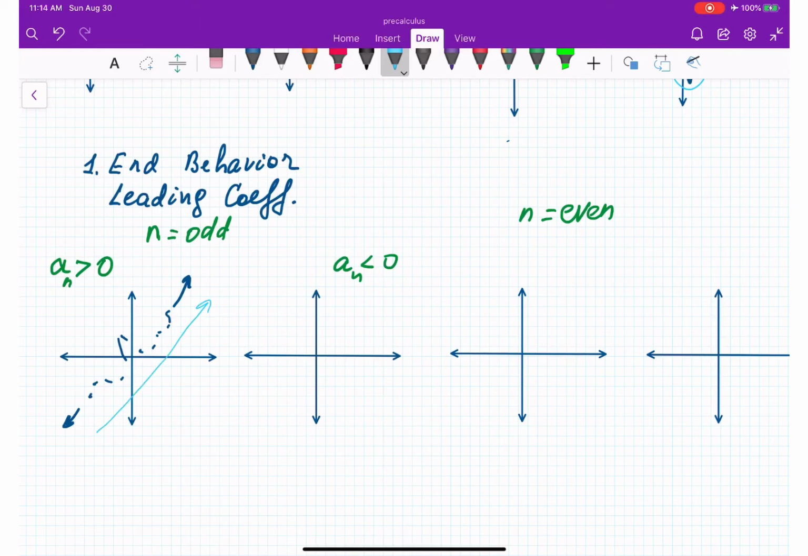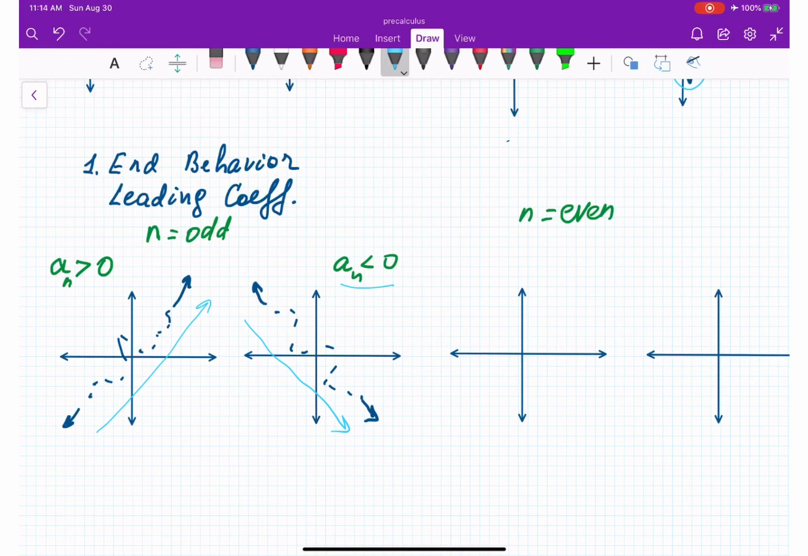Okay. Now, if we have coefficient a less than 0, but n is still odd, then we will have rising on the left end and falling on the right end. And in the middle is whatever the graph is. So if you look at the trend, it's going down, right? Decreasing. So a is less than 0.